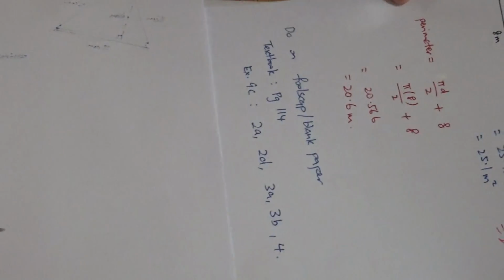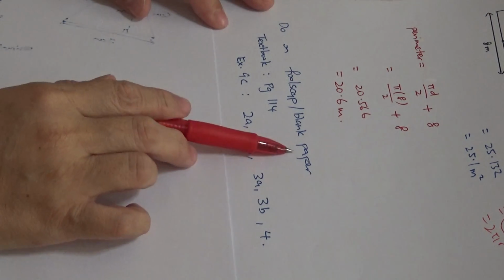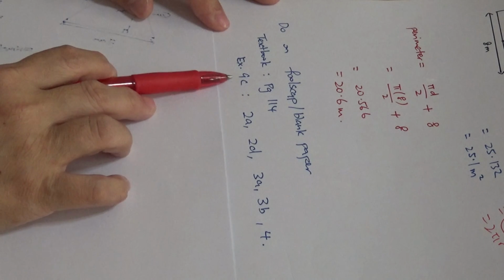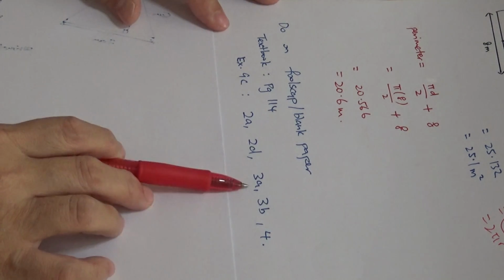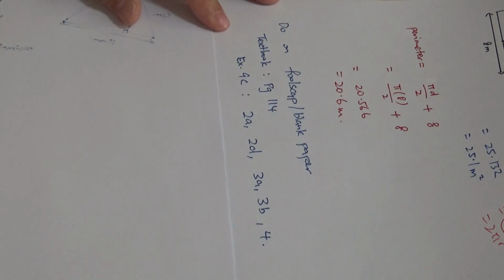Now for your homework, you will do on foolscap paper or blank paper, textbook page 114, exercise 9C, 2A, 2D, 3A, 3B, and question 4. I will go through this at a later time.